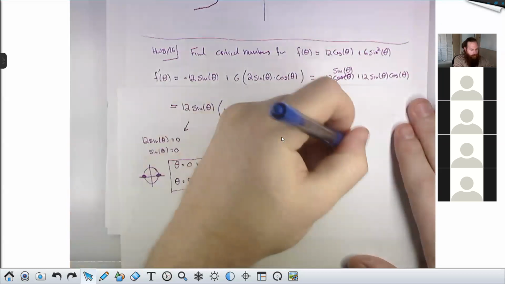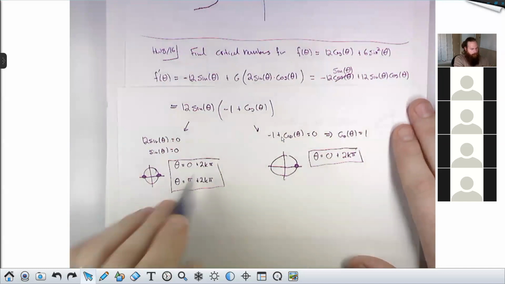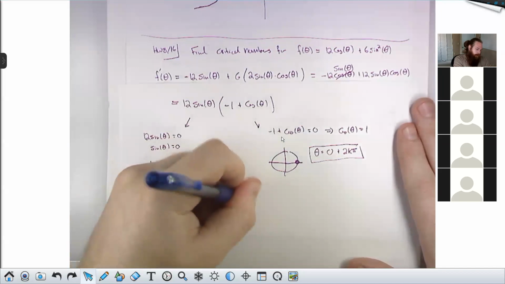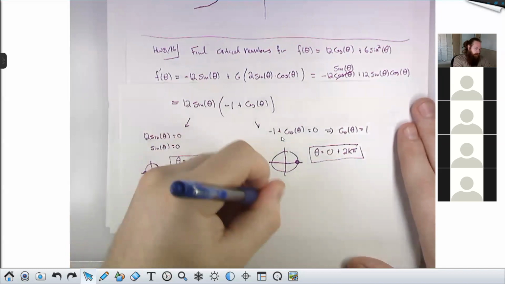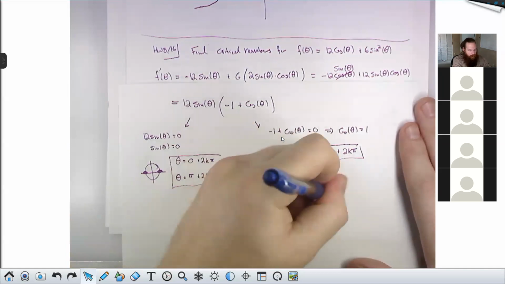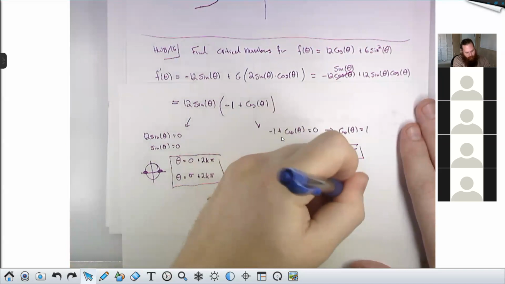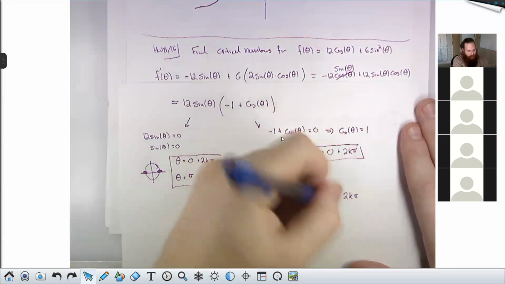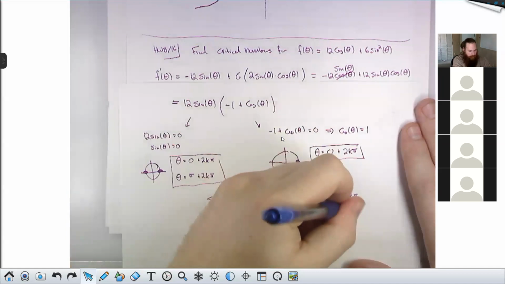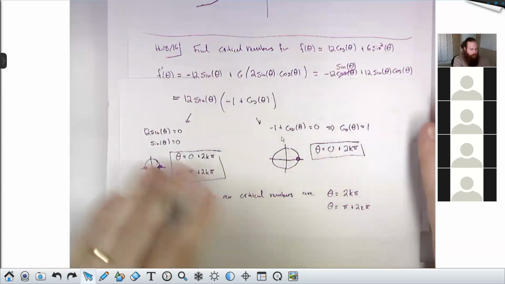So altogether, these are my critical numbers. These guys together with these guys. And of course, there's overlap. The first set of solutions here are the same. So our critical numbers are theta equals 0 plus 2k pi, which is just 2k pi, and theta equals pi plus 2k pi, where k is any integer.